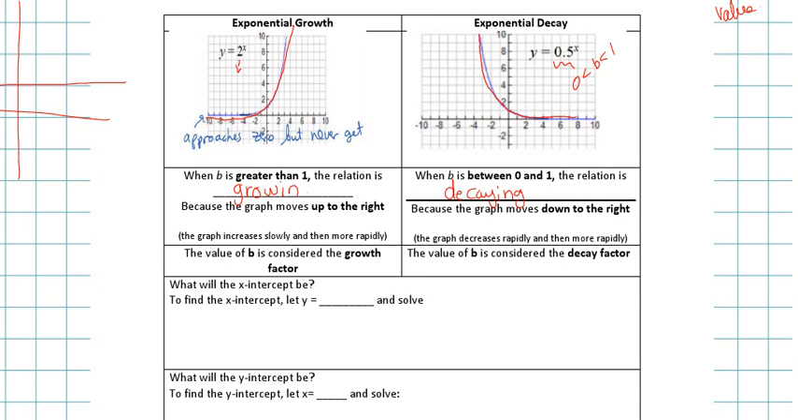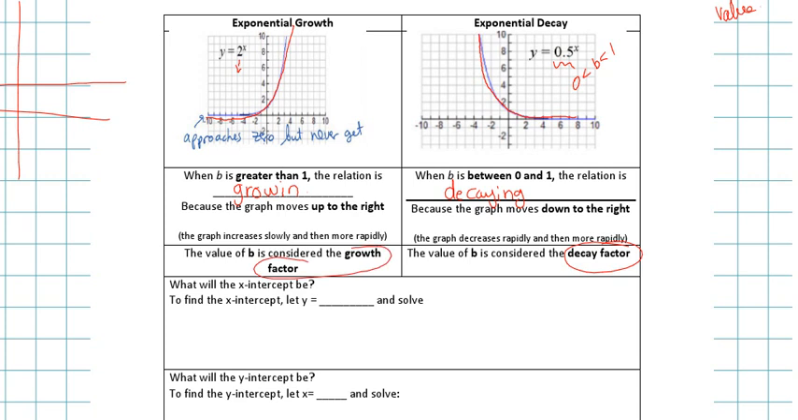So we call that value of b either the growth factor or the decay factor. Okay? So that value right here, in this case it's 2, is called the growth factor of 2. And then this one is called the decay factor of 0.5. Okay? So this is the technical name for it, decay factor or growth factor.